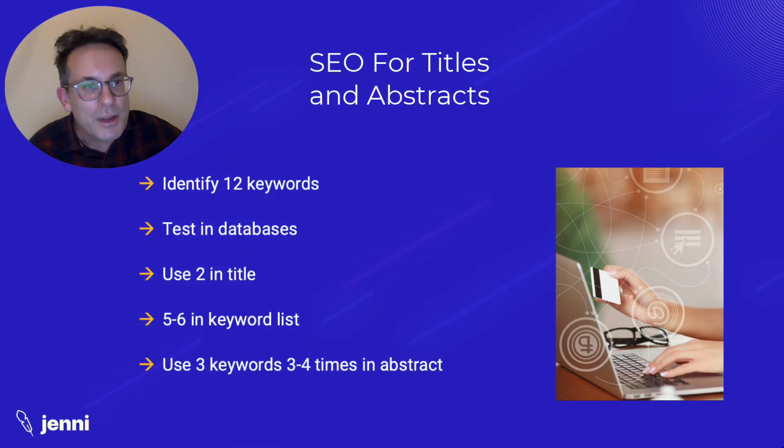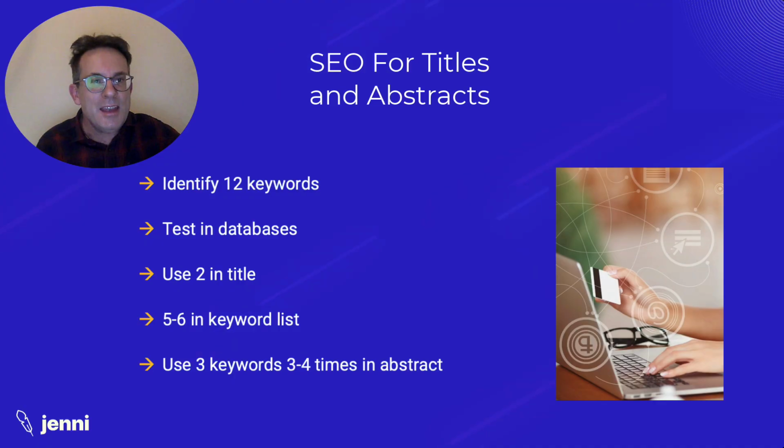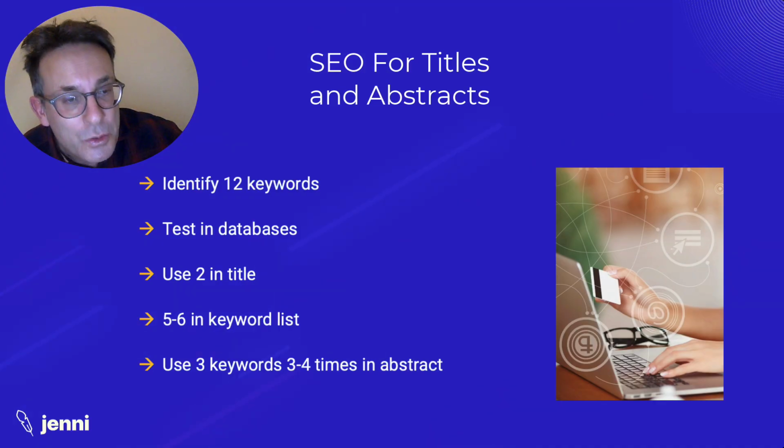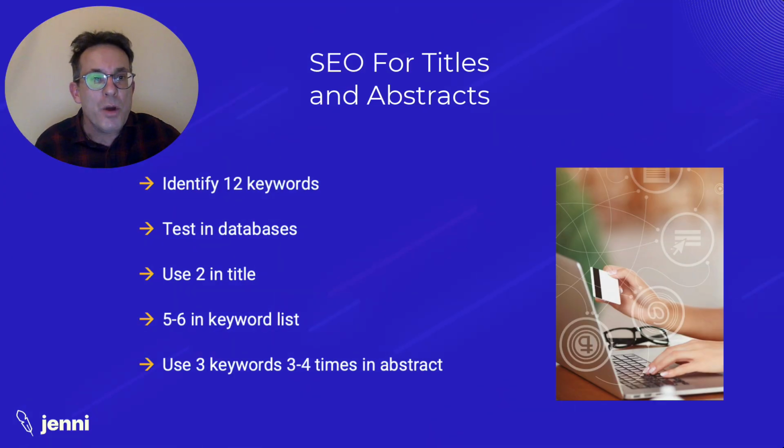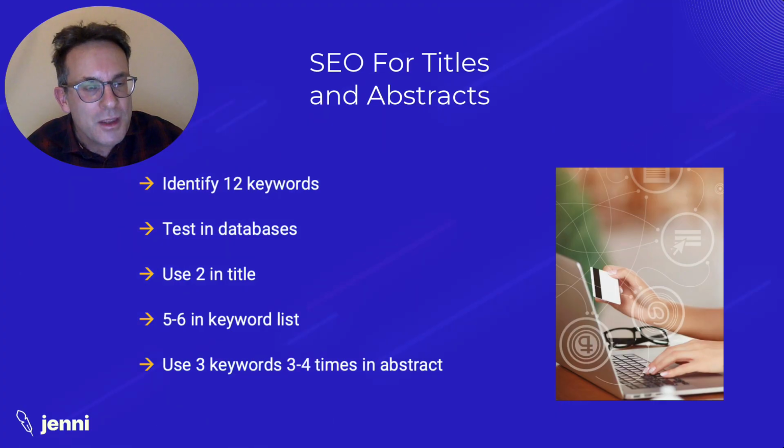So let's have a look at identifying 12. Find a database. If you're working in medical and health sciences, you'll have access to MeSH on demand, MeSH, but you can also ask the Jenny tool to help you come up with keywords for your paper. Test them against databases, Google them, search them online, and put 2 of them into your title, 5 or 6 in the keyword list, and then using 3 keywords, repeat those a few times in your abstract.